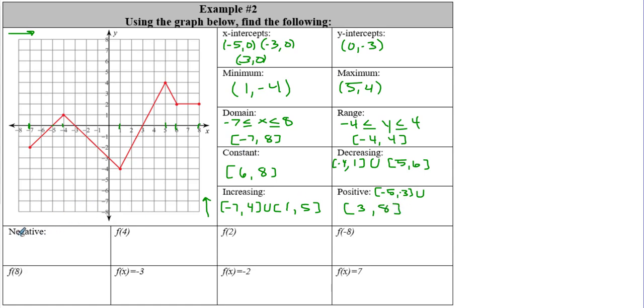And then now let's do the negative. So negative, I am starting out at -7, and it is negative all the way to -5.